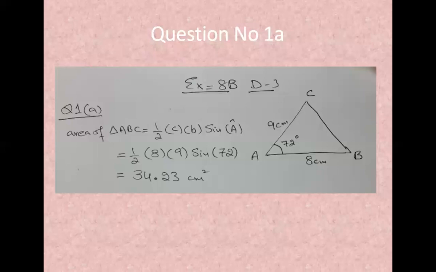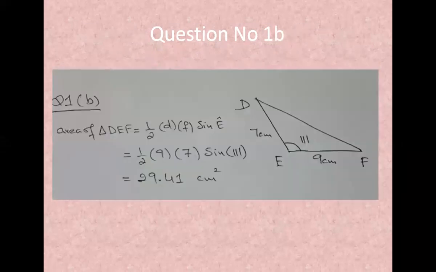So the area of the triangle, you know, the formula is 1 by 2 into C into B into sine of A. C means 8 centimeter, B means 9 centimeter, and the angle A is 72 degrees. Just put these values in your calculator. You will enter 1 divided by 2 multiply 8 multiply 9 multiply sine 72 equals, and that will be 34.23 centimeters square. So this is how you will find the area of this triangle. So let's move to the next question.